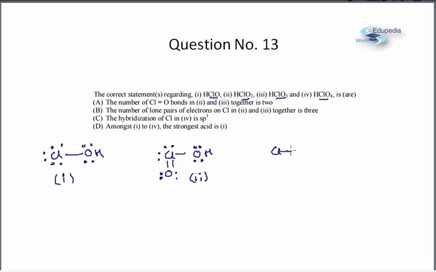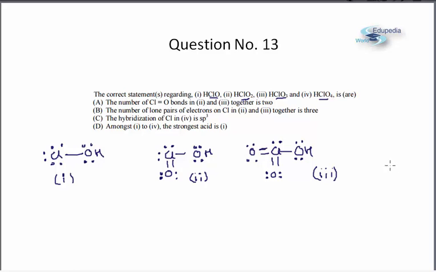HClO3 will have one more oxygen, that is double bond O, double bond O. Chlorine is a third period element, so there is no problem of the octet being expanded. It will have one lone pair. This oxygen will have 2 lone pairs, and both these oxygens of double bond will have 2 lone pairs each. So this will be my acid number 3.